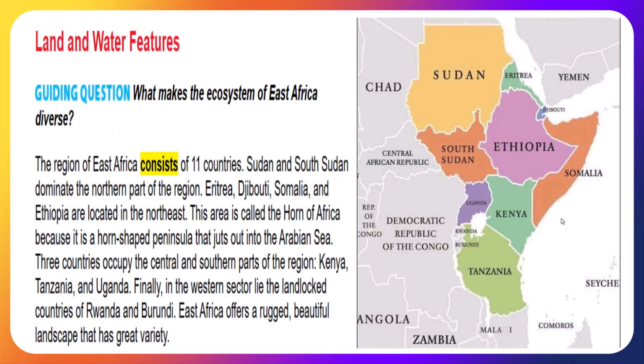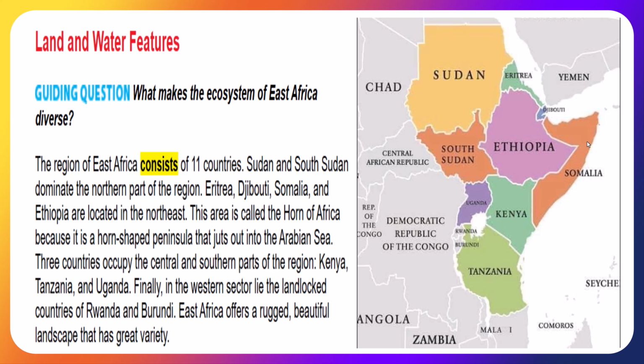Land and water features. The region of East Africa consists of 11 countries. Sudan and South Sudan dominate the northern part of the region. Eritrea, Djibouti, Somalia, and Ethiopia are located in the northeast. This area is called the Horn of Africa because it is a horn-shaped peninsula that juts out into the Arabian Sea. You can see that right there. 3 countries occupy the central and southern parts of the region: Kenya, Tanzania, and Uganda. Finally, in the western sector lie the landlocked countries of Rwanda and Burundi. East Africa offers a rugged, beautiful landscape that has great variety.